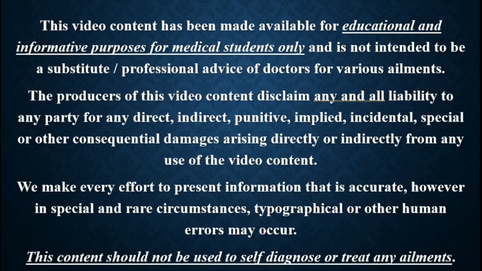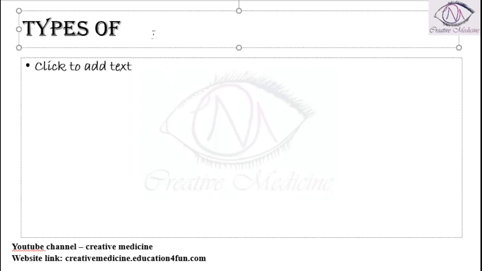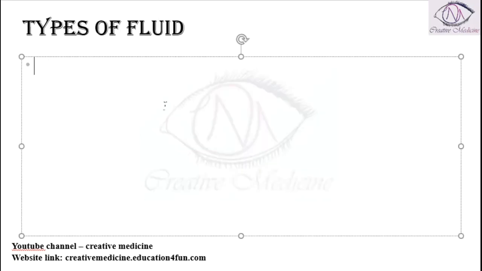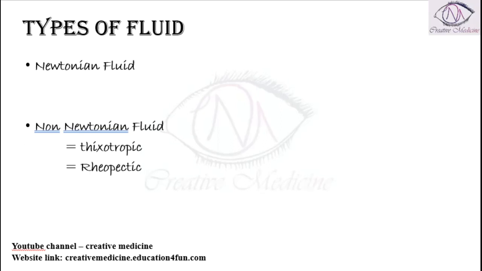In this lecture, we will learn about the types of fluids which you see in the synovial membrane. In the synovial fluid, any fluid can be of two types: Newtonian fluid and non-Newtonian fluid. Non-Newtonian fluid is again divided into two types. One is thixotropic fluid, and the second is rheopectic fluid. Let us see each of them in detail. First, Newtonian fluid.